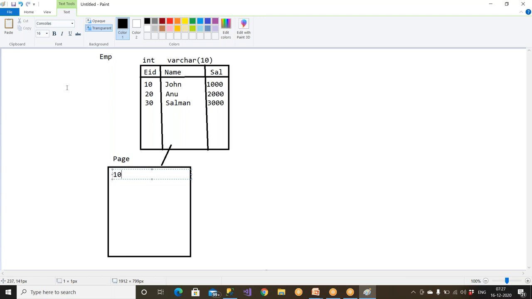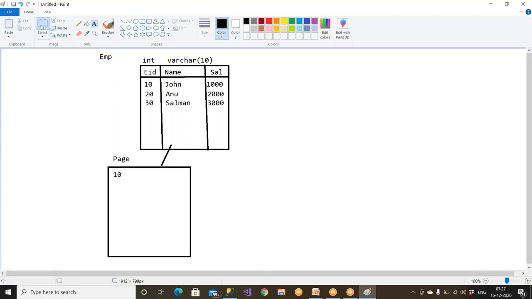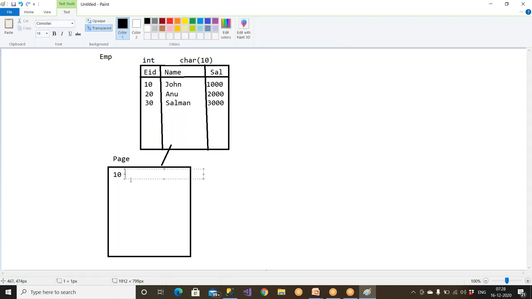Let me take first, let me explain character data, then we'll go for the varchar data. Okay, if I have character written, what happens here? So the 10 is going to be stored in the page. The next, you will have John. John occupied only 4 letters. Fifth, sixth, seventh, eighth, nine, 10. Then after that, you have 1,000 will get stored.